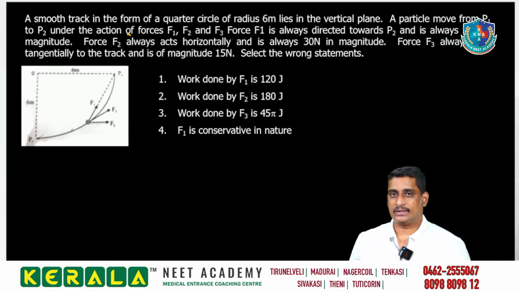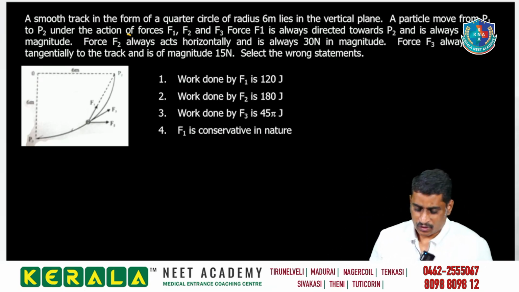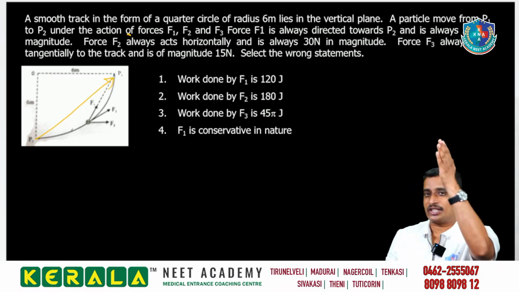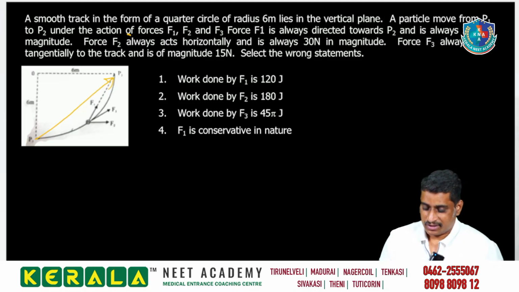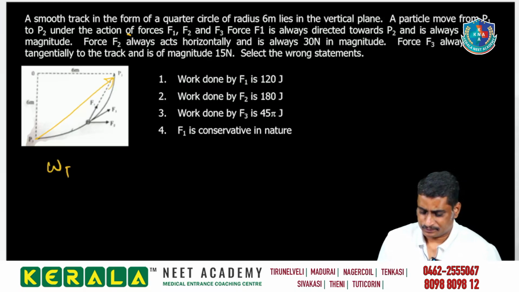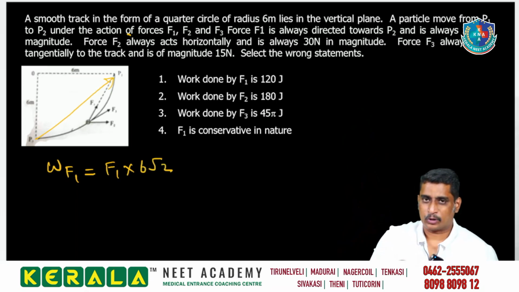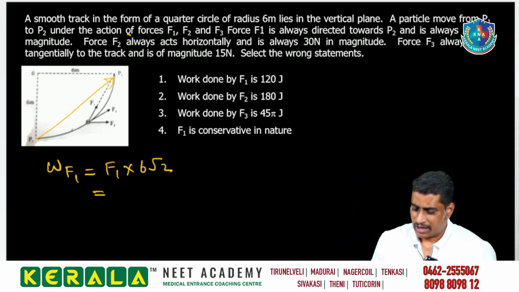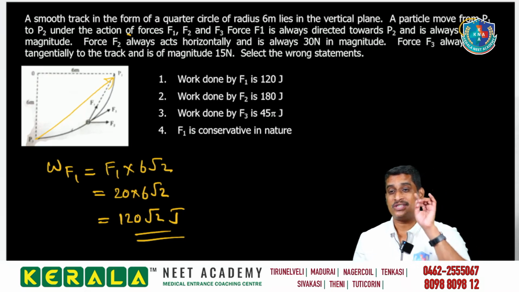First of all, let us calculate the work done by the force F1. F1 is always acting directly towards P2. Along that direction, we have to take the displacement. Therefore, the work done by F1 is force F1 into displacement along the direction of F1, which is 6 root 2, the hypotenuse of that triangle. The value of F1 is 20. So 20 into 6 root 2 is 120 root 2 joules. This is the work done by force F1.